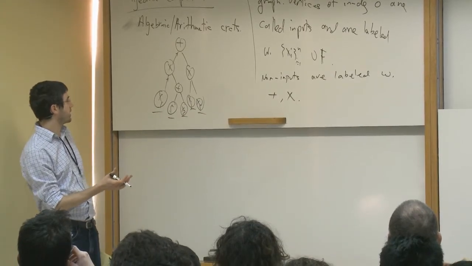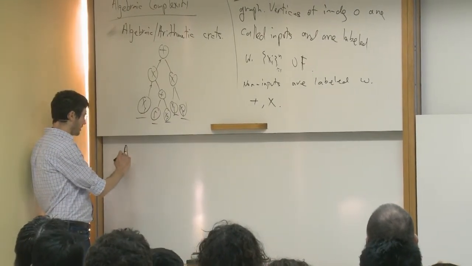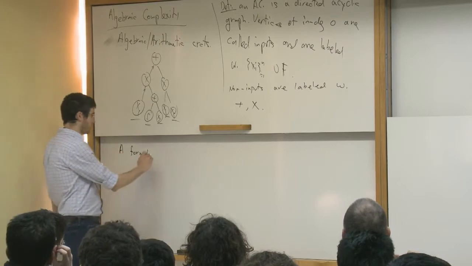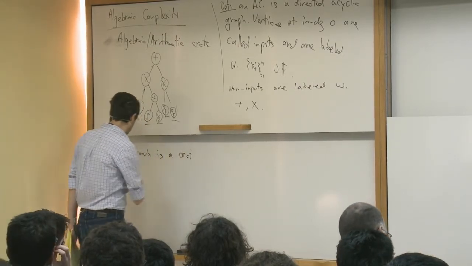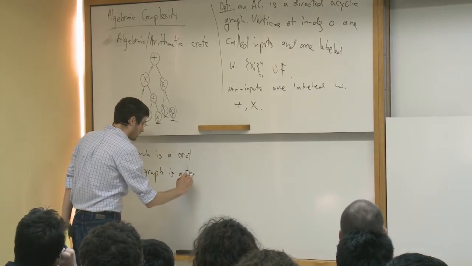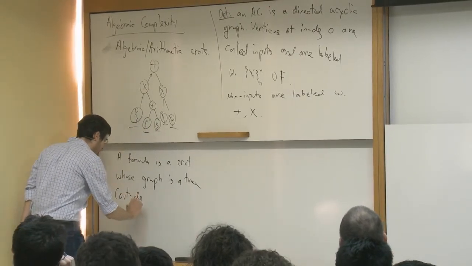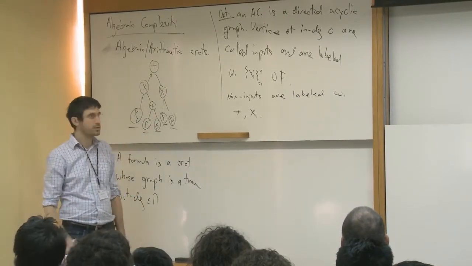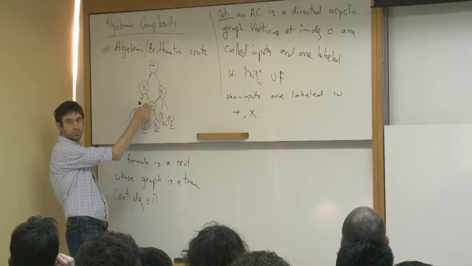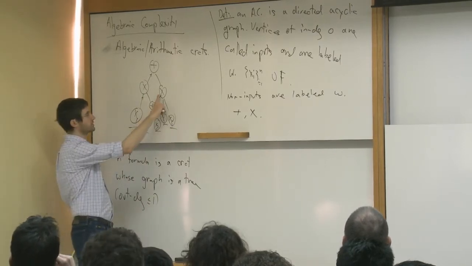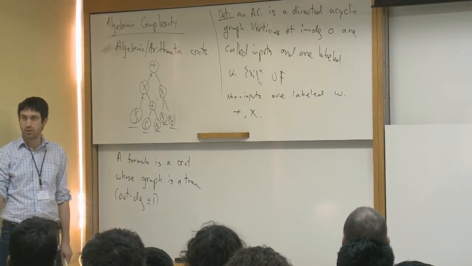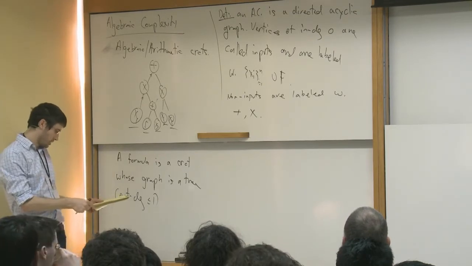So this is called a circuit, and a formula is a circuit whose graph is a tree. Or, in other words, the out-degree is at most 1. So, for example, this is a formula, but this is a circuit, because that node branches into two things. So this is similar to what you've seen in Boolean complexity, if you've seen Boolean circuits.